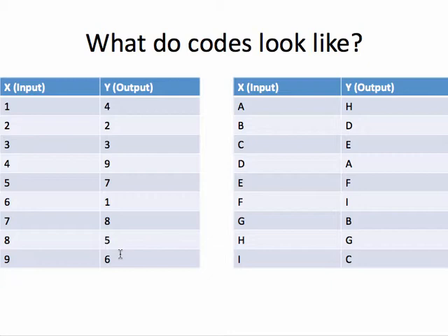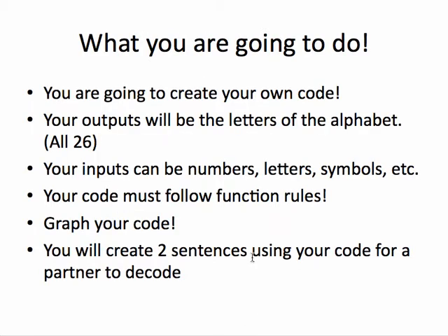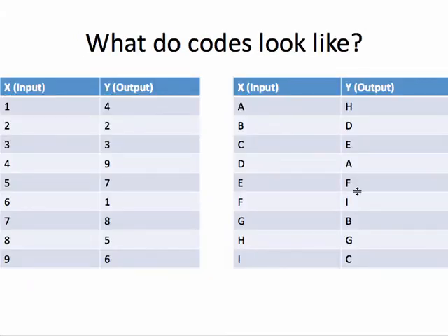You could have codes where letters mean different letters. So A means H, B means D, C means E, D means A, and so forth. And you could have this for the entire alphabet, A through Z. Or you could combine these two types of things. You could put in a number and get out a letter, or you could put in a letter and get out a number. So there's different aspects there.